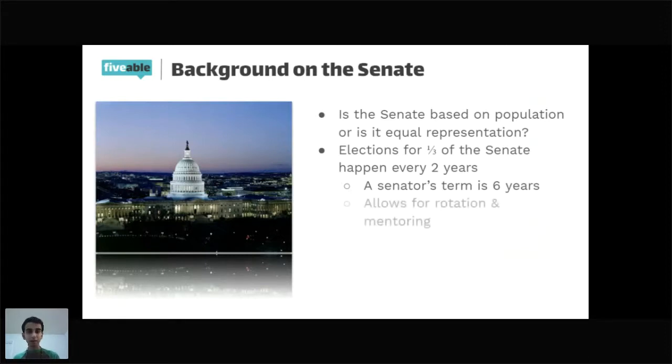Basically what this allows for is a rotation and mentoring. Because the Senate is the upper house in Congress, you don't want 100 inexperienced members serving their first term in Congress.